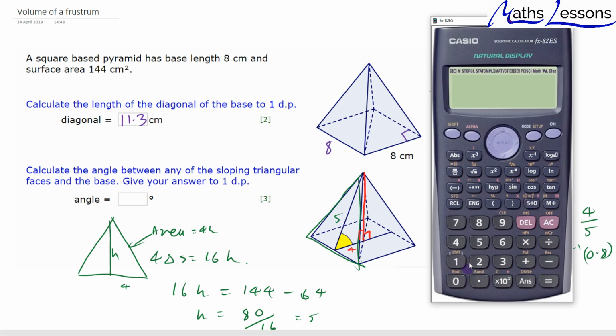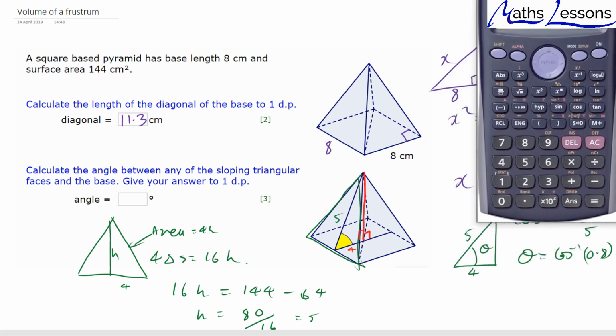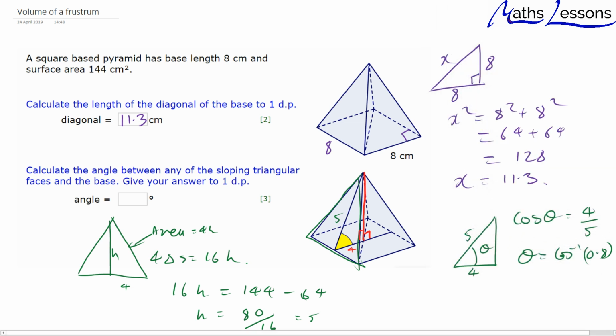So we do shift cos 0.8 and we get 36.86, so that's equal to 36.86 degrees and so on. And we want it to 1 dp, so it's going to be 36.9 degrees.